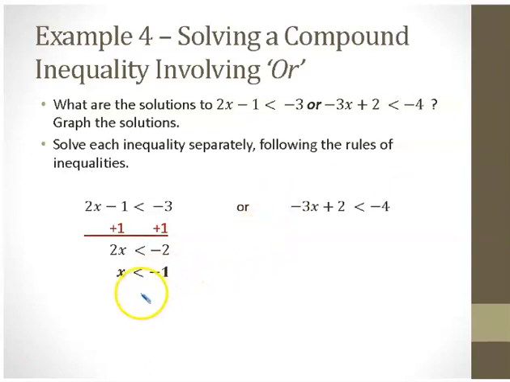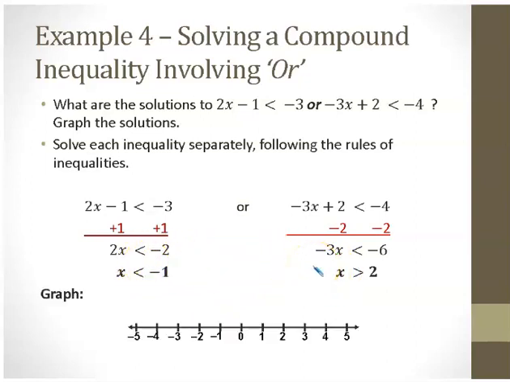So here's the solution that we get. So now I'll do the one on the right. Okay, subtract 2 from both sides and finish it off. Okay, now I still like, when I get to this point, to bring my or down. Okay, it's either or for my solutions. So now let's graph it.